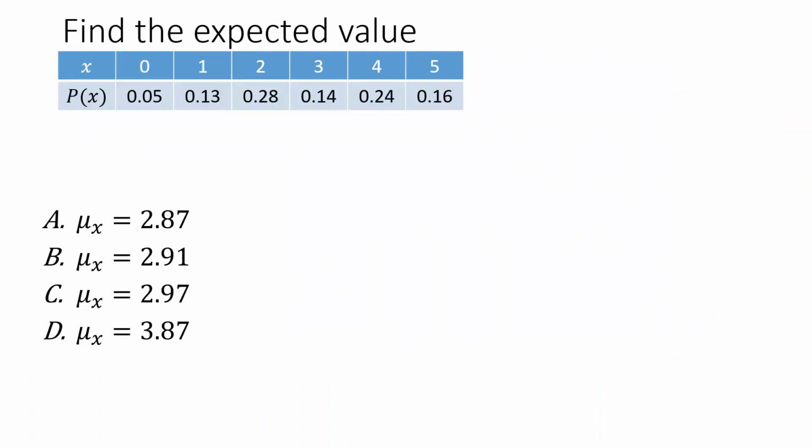All right, so here's another example. Find the expected value, just a generic probability distribution. So remember, we just got to multiply across here. So we got an x times p of x for each one. So it'd be 0 times 0.05 plus 1 times 0.13 plus 2 times 0.28 plus 3 times 0.14 plus 4 times 0.24, and finally 5 times 0.16.